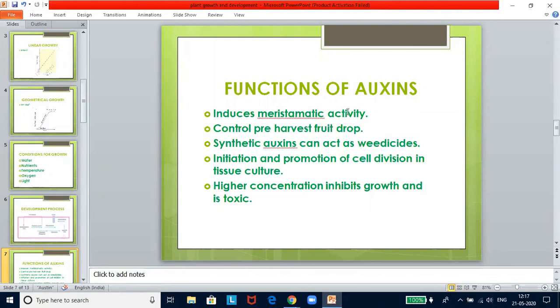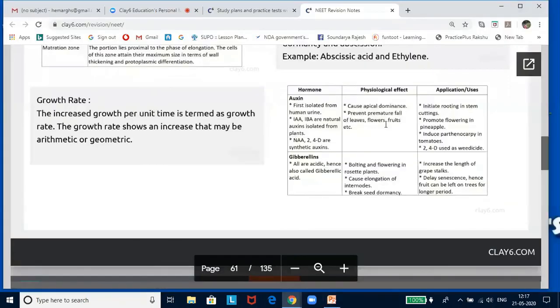Now this is about the auxins. They might ask you on which plant the bioassay was conducted. You should be able to identify it as Avena, which is nothing but the oats.